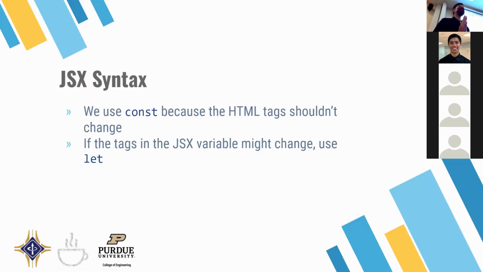We tend to use const because the HTML tag realistically should not change when we program our website. But if you have a legitimate use case where the JSX variable might change, or where you might want to modify parts of it in the future, then I highly recommend that at that point you should use let. But other than that, please stick with using const, since that will guarantee that everything works properly and that there aren't any big issues or bugs that could appear in your program.